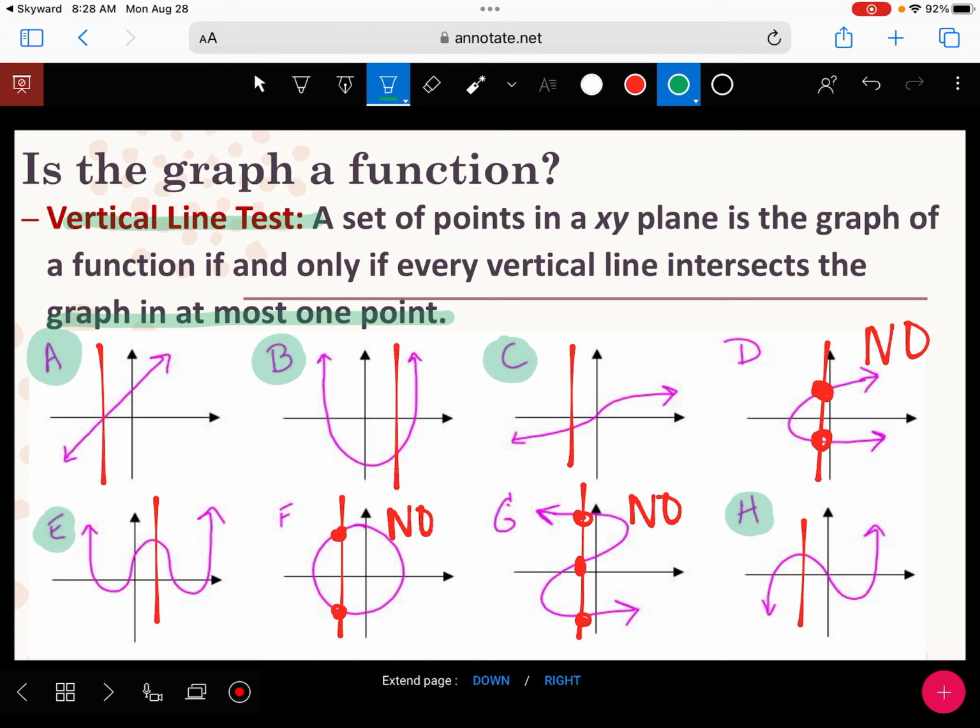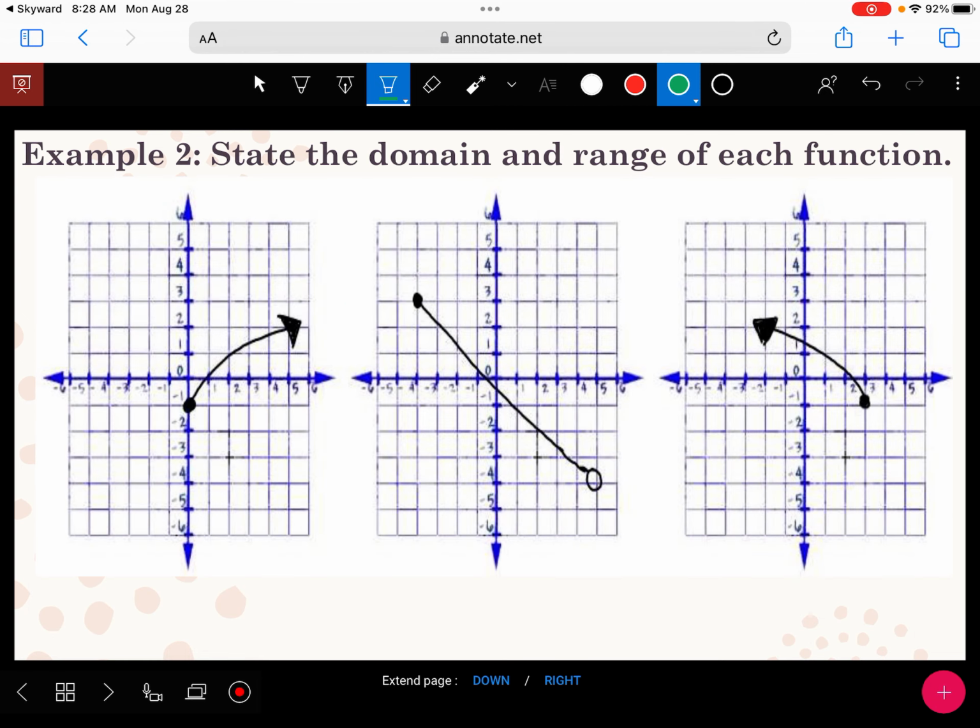All right, and then example 2 is finding the domain and range. Anybody need more time with example 1? All right, so example 2, go ahead and glue this down. You might want to write before you glue it down. Write down example 2, state the domain and range of each function, and then glue it down. And make sure you're gluing it down so that that middle graph has a closed point at the top.